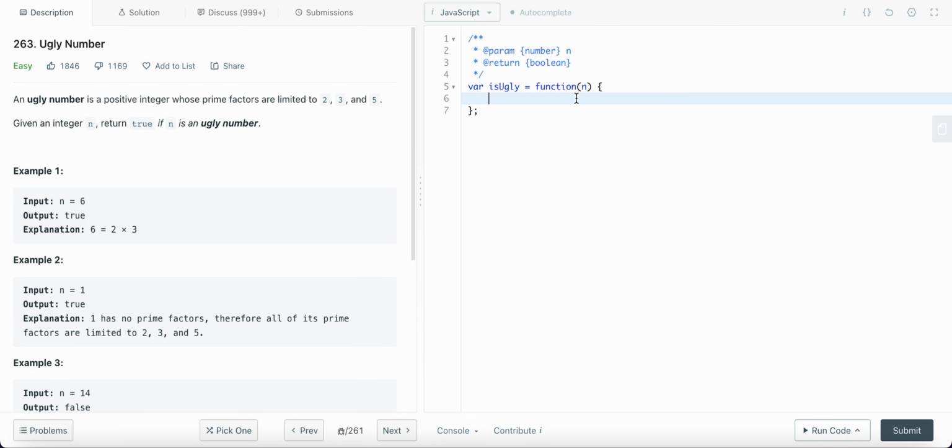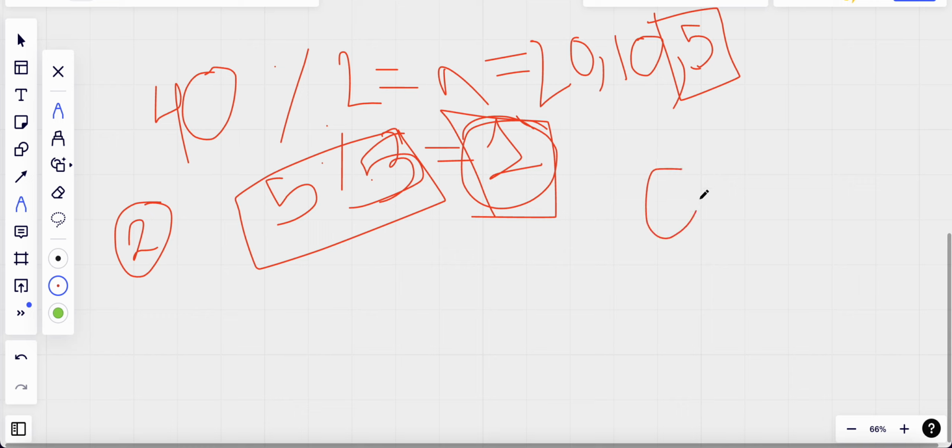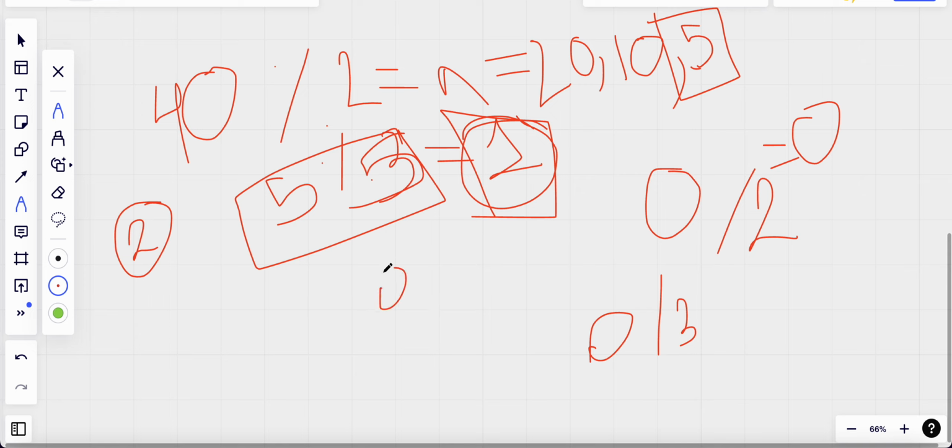Let's try to code this. Since ugly numbers are only positive integers, we are going to return false if any value is less than or equal to 0. 0 is also not an ugly number. Why? Because 0 divided by 2 is also equal to 0, 0 divided by 3 is also equal to 0, 0 divided by 5 is also equal to 0, and 0 divided by 7, which is a prime number, is also equal to 0.